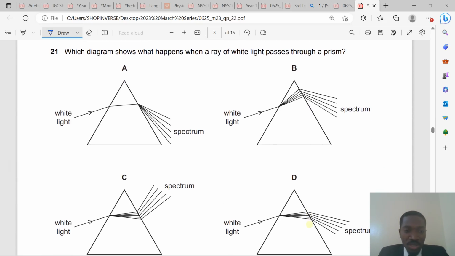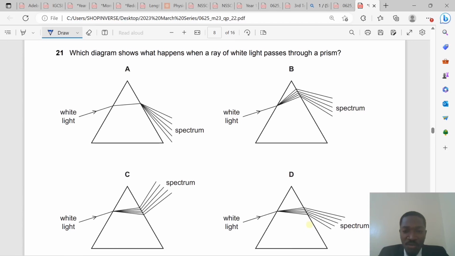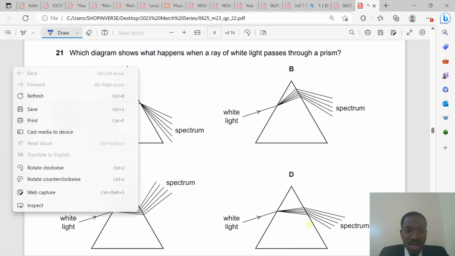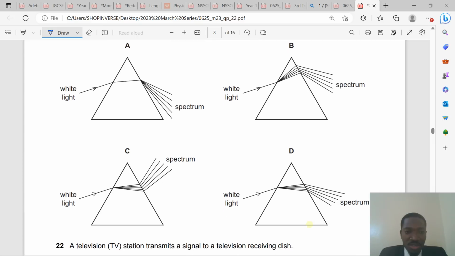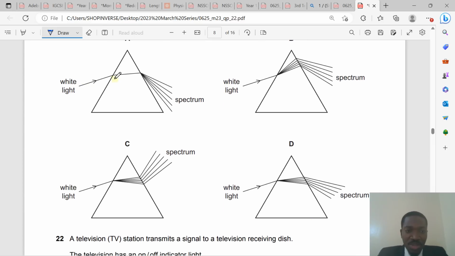Which diagram shows what happens when a ray of white light passes through a prism? Let's see. If white light passes through a prism, there will be dispersion, so this is not correct. The second case, option B: when white light passes, there will be dispersion, but the change in direction from here to here is incorrect. When it passes, it should be deflected this way, not further away from the normal. So this is not correct.